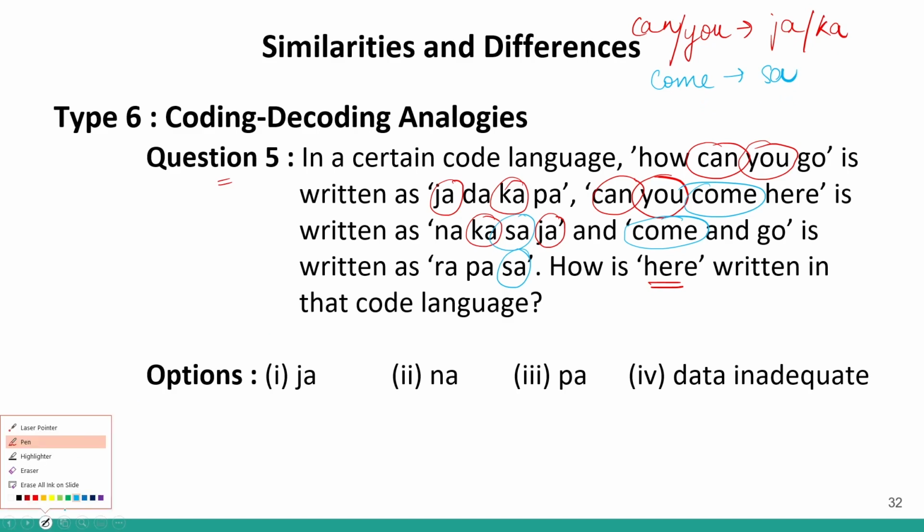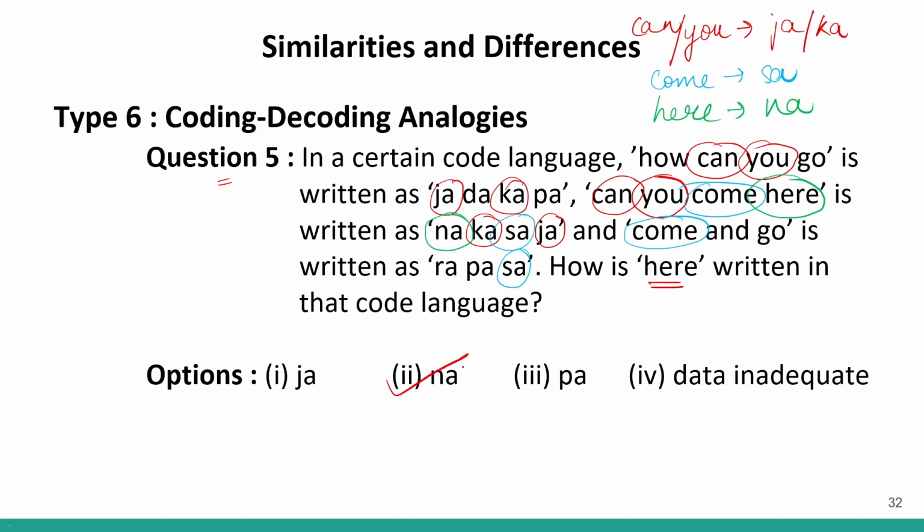Now if you look at this sentence again, can you come here? So we have found the code for can, you and come. So the only remaining word is here and the only remaining code is NA. So clearly the code for here will be NA. So answer will be option number 2, NA.